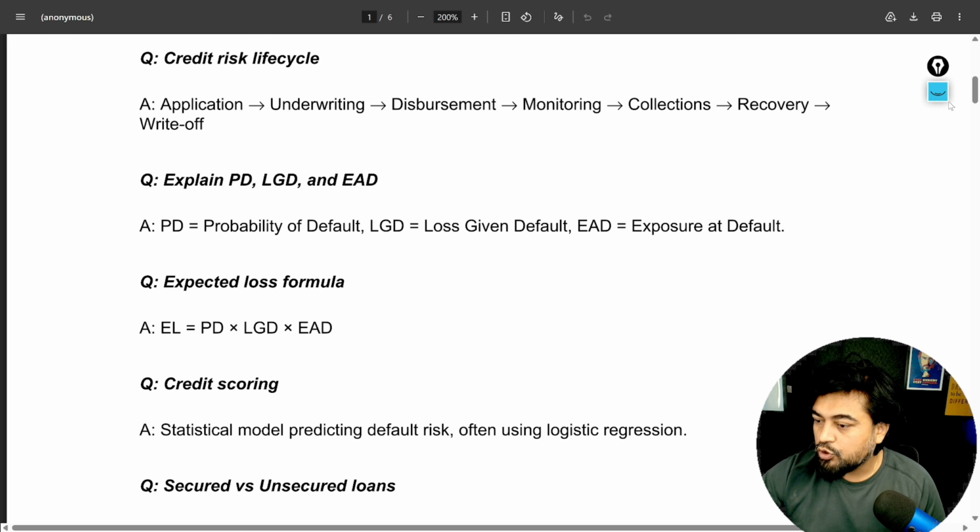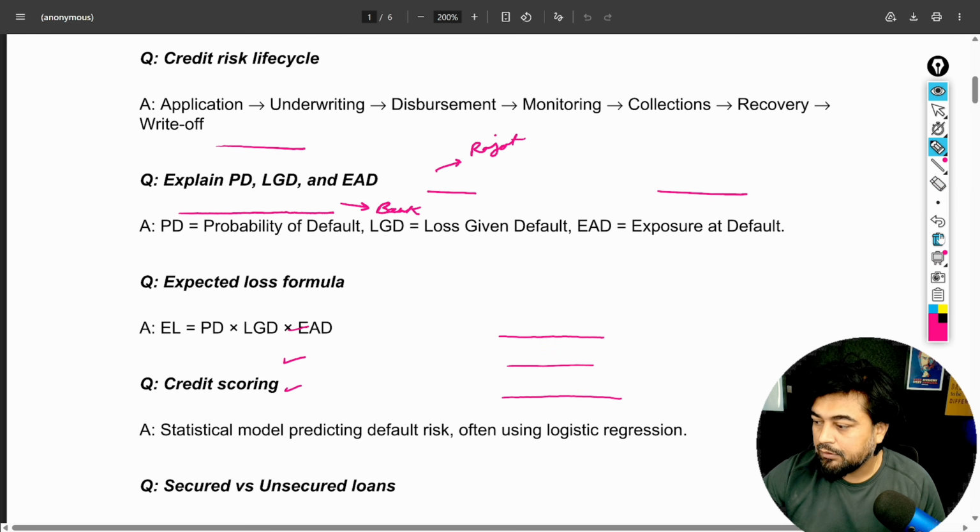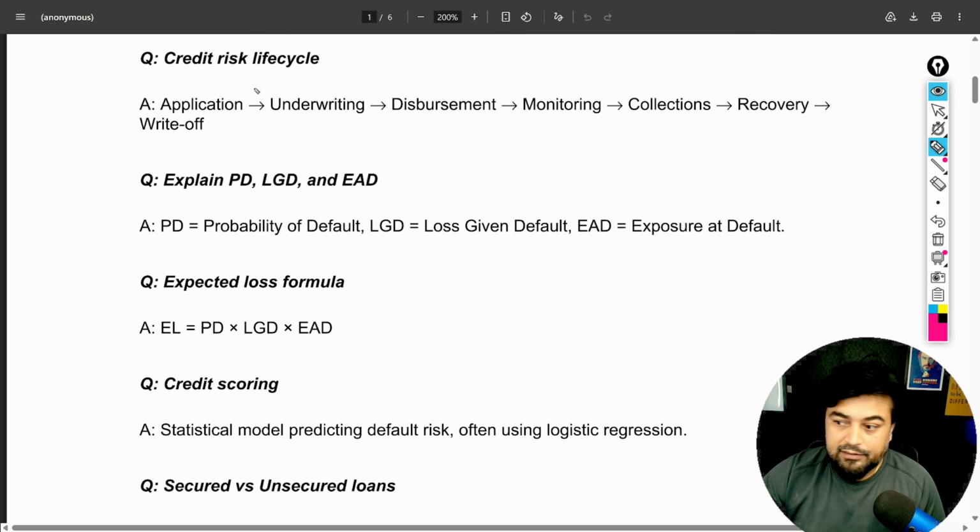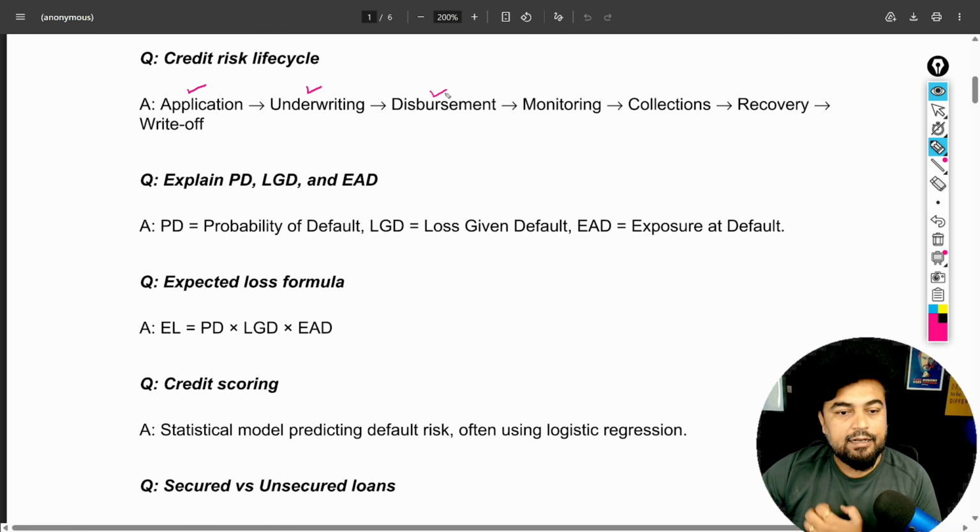Now, let's talk about the next thing, the credit risk life cycle. First of all, the application comes to us as a bank. Then you have the underwriting. What is underwriting? We are checking the application. Then there will be a disbursement of the loan. The loan is given to the customer. Then the bank will monitor the loan and the performance of the customer, whether we are paying EMI on time or not.